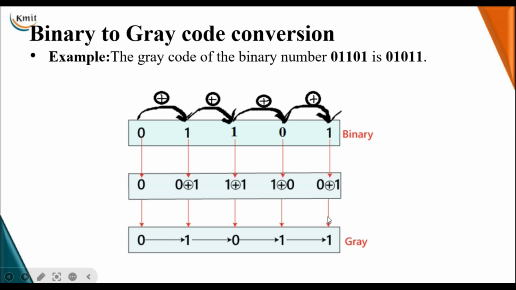So this is the way of converting a given binary number into a gray code. Now, the number of binary bits is the same as the number of gray code bits in the equivalent gray code. Here we are given 5 bits, so in my gray code also I would have a total of 5 bits only.